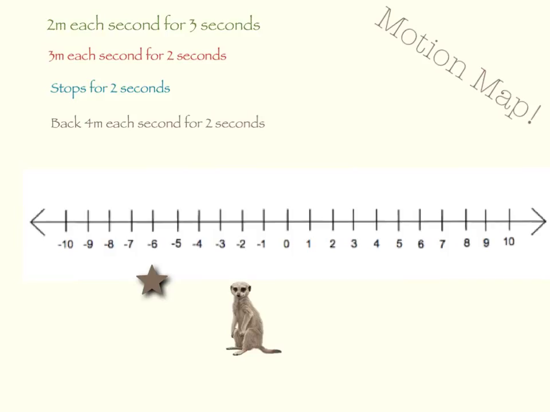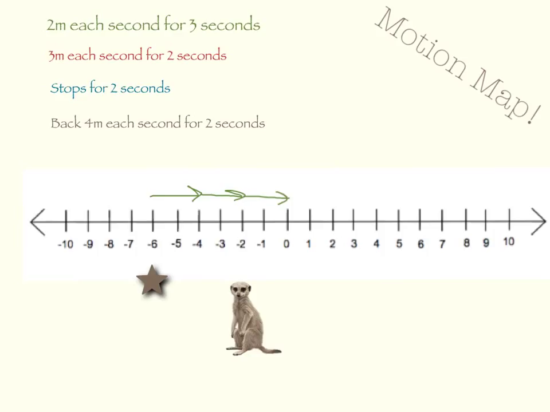First, he traveled 2 meters per second, or each second, for 3 seconds. So starting from position -6, we can use arrows, and each second should be 2 meters long. 1, 2, 3. And as you guessed, each of these arrows represents a second. So the first second, the second second, and the third second, each being 2 meters each second.